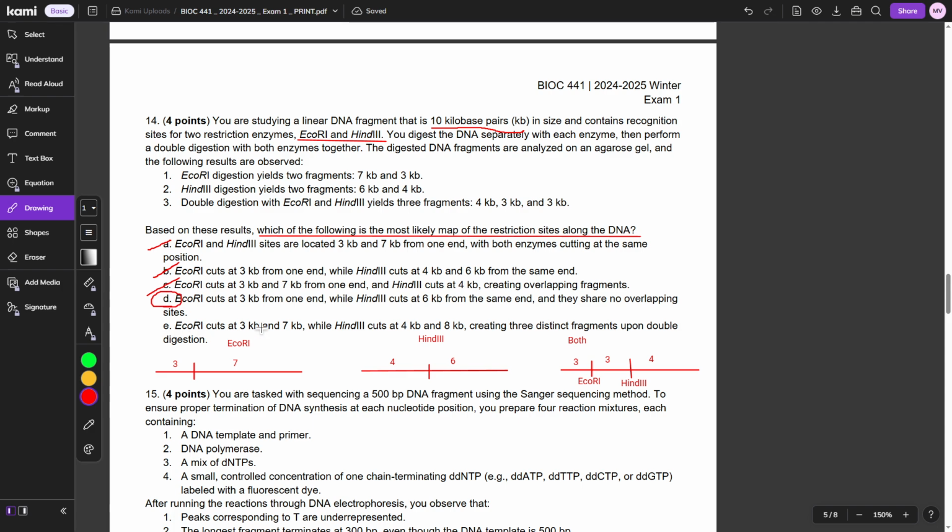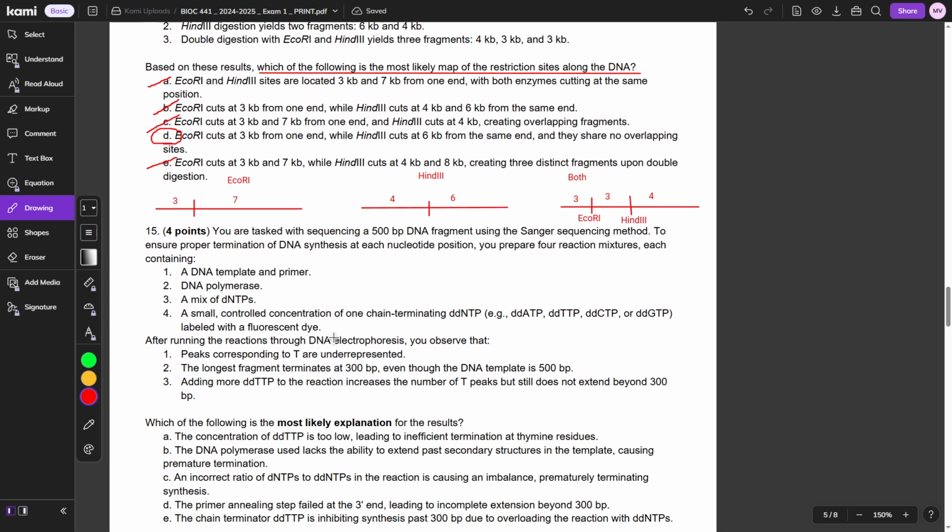EcoRI cuts at 3 bases and 7 bases. Again, I don't like this double cutting nonsense, so I'm going to get rid of that one. So I'm not even going to read the rest of it, if you want to. While HindIII cuts at 4 and 8, creating 3 distinct fragments upon double digestion. They don't cut twice from what I've done here. So I'm going to go with D as the right answer here.